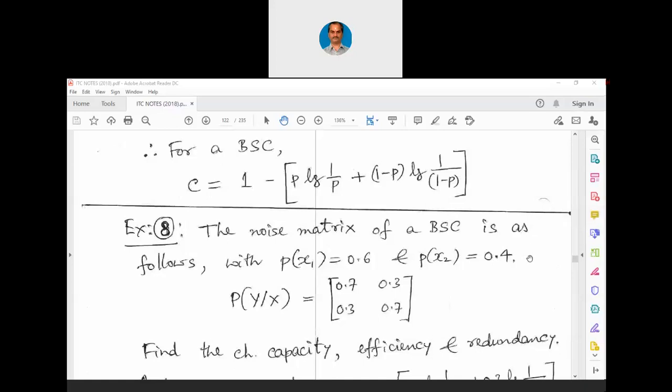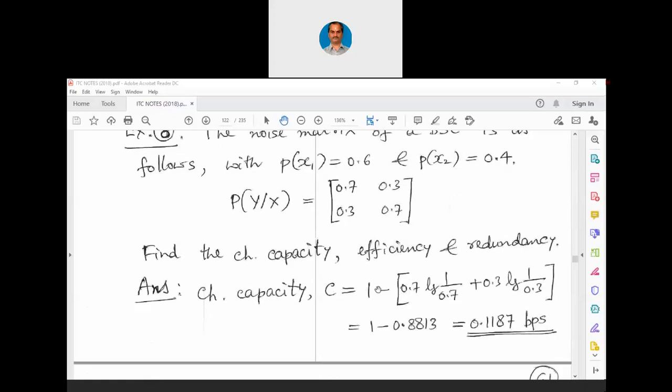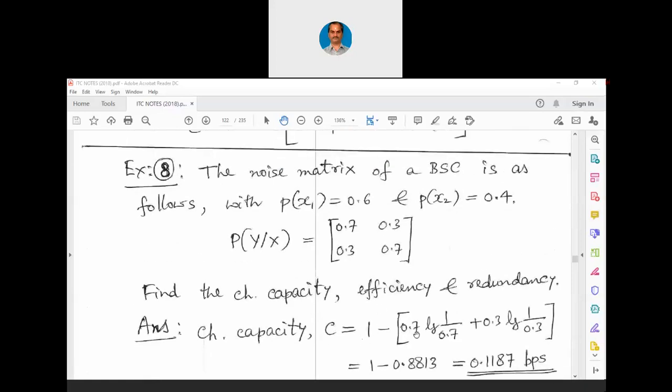Fine, let me show you the answer. The channel capacity is C equals 1 minus 0.7 LG of 1 over 0.7 plus 0.3 LG of 1 over 0.3. That is 1 minus 0.8813 is 0.1187 bits per second. So the answer is correct. Now let us find out the efficiency and redundancy, because the source symbol probabilities are given now. Harshita has given the answer 0.1187. Good.